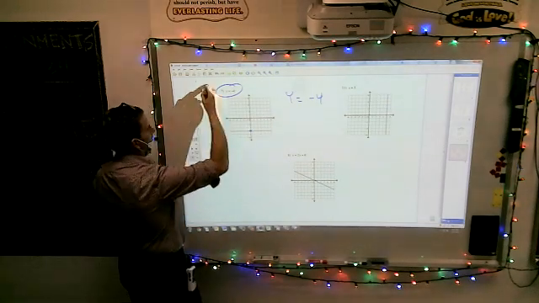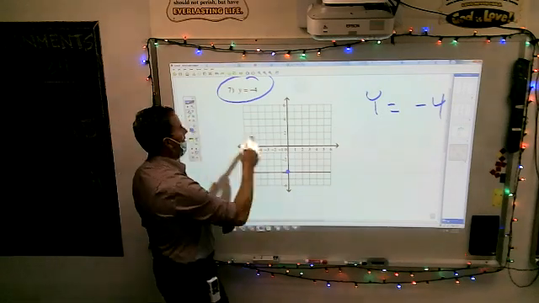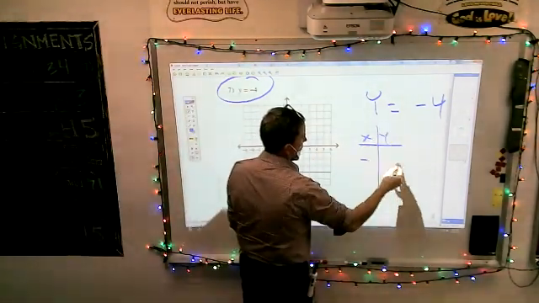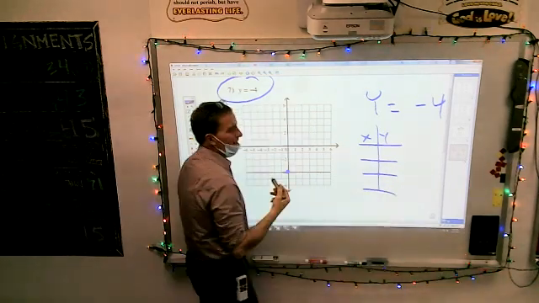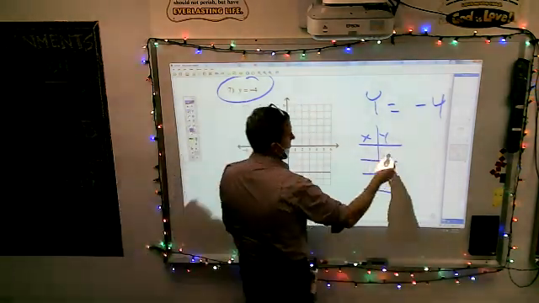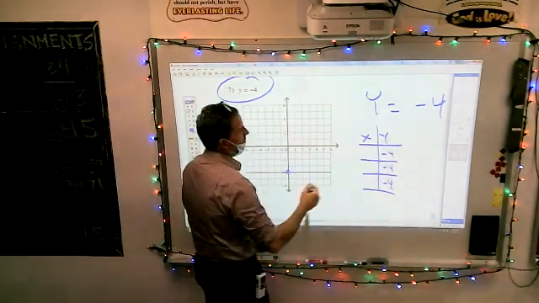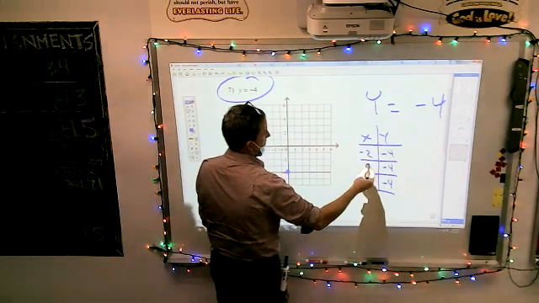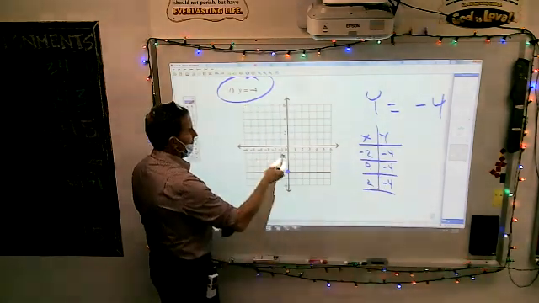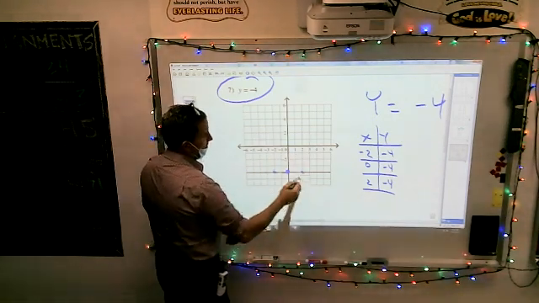Secondly, Max is having a hard time with that. Secondly is this, the deal with this is if you are making a table of x and y values, if y equals negative 4, it doesn't matter what x is. Y is always going to be negative 4. So you could put whatever you want, negative 2, 0, positive 2 in there. No matter what, y is going to be negative 4. Negative 2, negative 4, positive 2, negative 4.